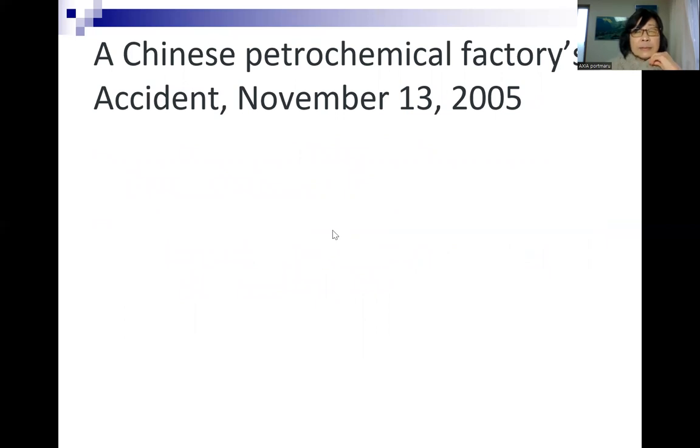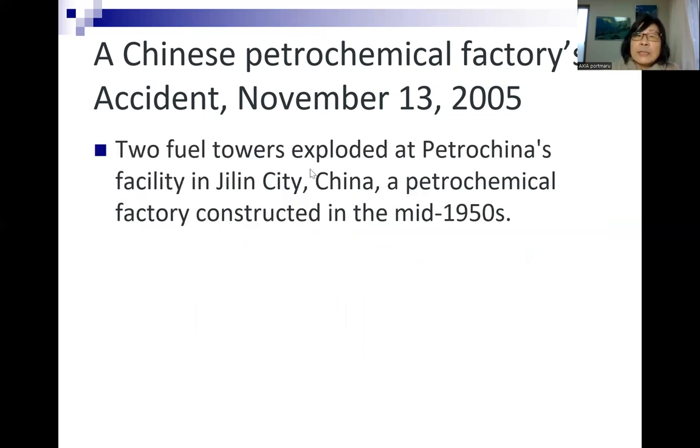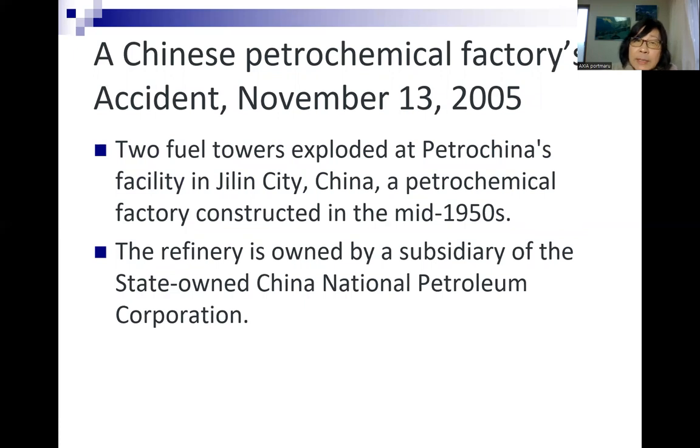Now let's see about another accident involving chemicals. This is an example of a Chinese petrochemical factory's accident that happened on November 13th, 2005. Two fuel towers exploded at PetroChina's facility in Jilin City, China, a petrochemical factory constructed in the mid-1950s. And the refinery is owned by a subsidiary of the state-owned China National Petroleum Corporation.